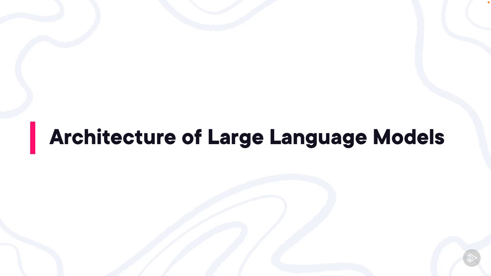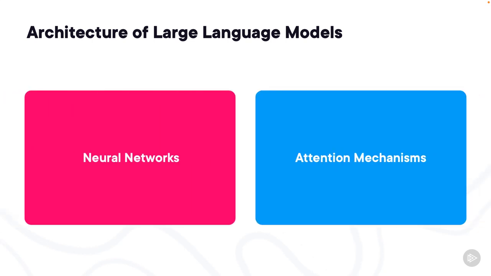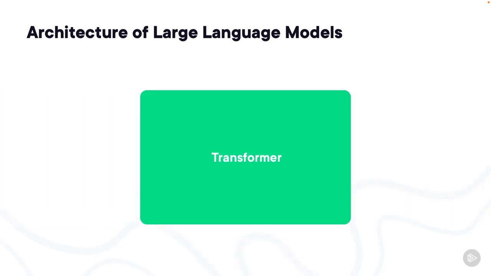The architecture of large language models is built upon the principles of neural networks and attention mechanisms. The most prominent architecture in this domain is the transformer, which has been key in enabling the development of the powerful LLMs that we see and use today. Understanding the components of this architecture is crucial to understand how LLMs process and generate human-like text.